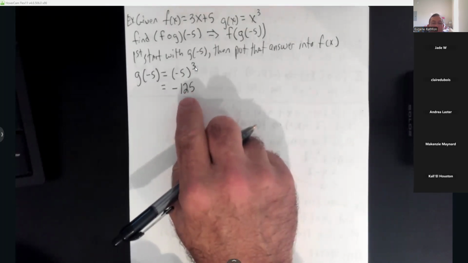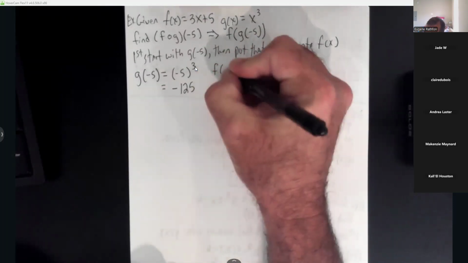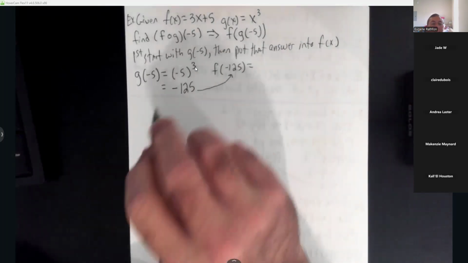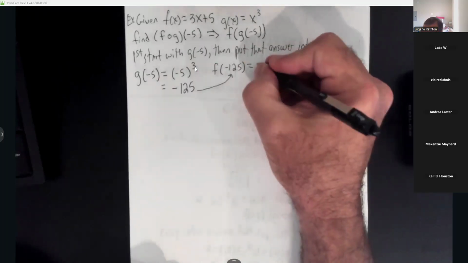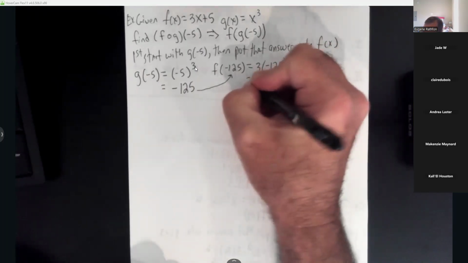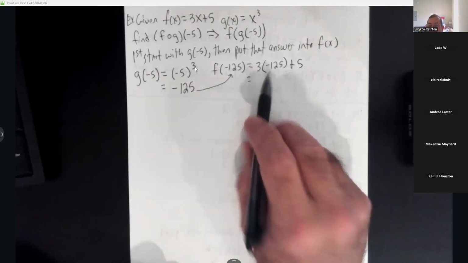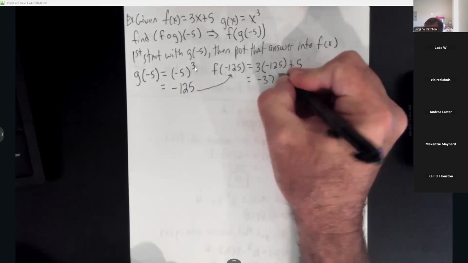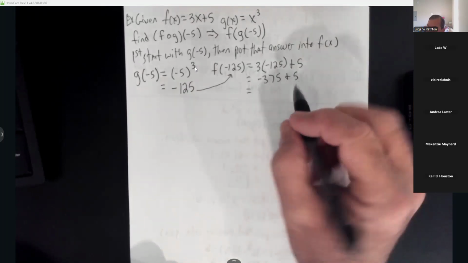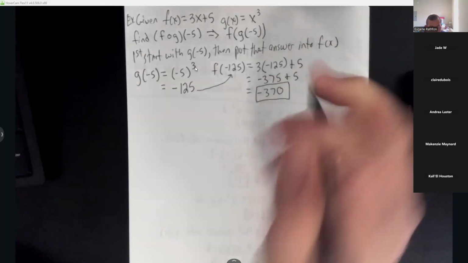So y'all, this negative 125 will now go into the f of x. So we're going to find f of a negative 125. Hey, y'all, so let's see what that gives me. That gives me 3 times negative 125 plus 5. All right, so multiply these first before we add. So 3 times negative 125 is a negative 375 plus my 5. And adding that negative 375 plus 5 gives me a negative 370. Final answer.